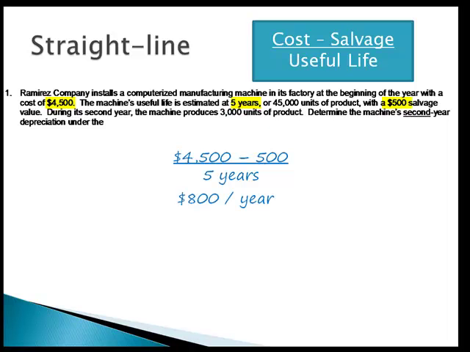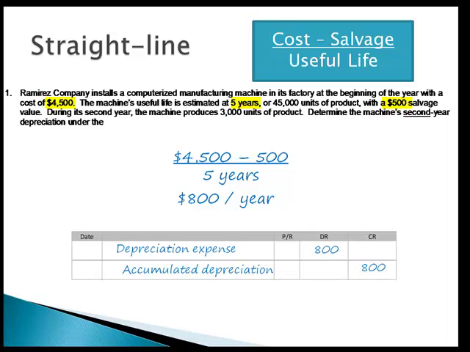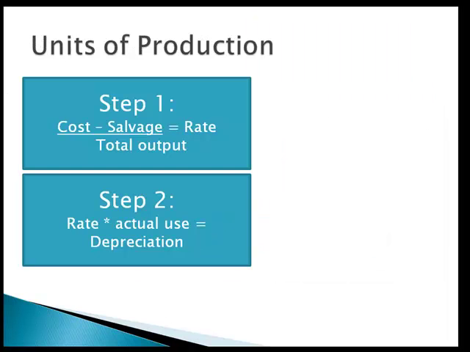If we wanted to see what that looked like in a journal entry, depreciation expense would be our debit for $800, accumulated depreciation would be a credit for $800. This identical journal entry would be the same for every one of the 5 years. Okay, so the second year, watch your questions carefully, the second year would be $800. Straight line is consistent. Each year is exactly the same amount.